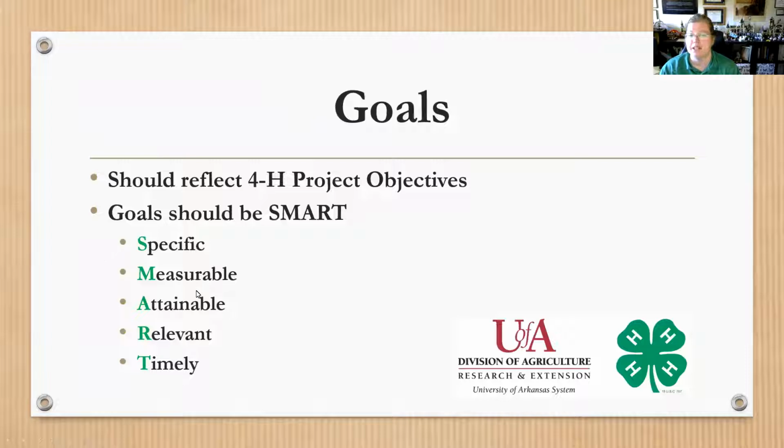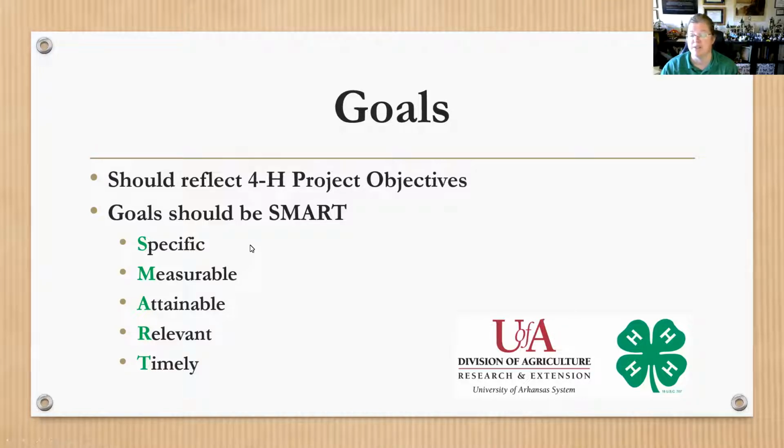So the first step is setting those goals, and those should reflect the main project objective that they are reaching. If their main project is animal science, all the goals should be tied to that animal science project. If you're doing rabbits, it should be tied to rabbits. And those goals should be SMART.